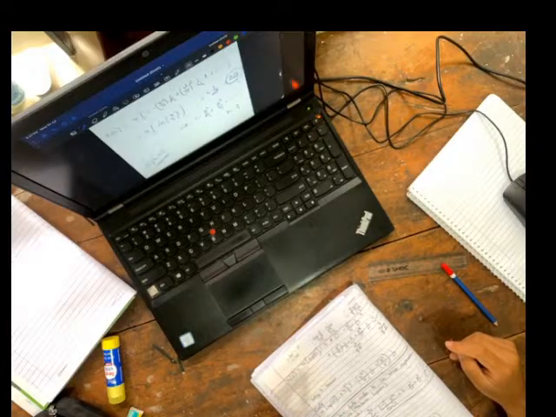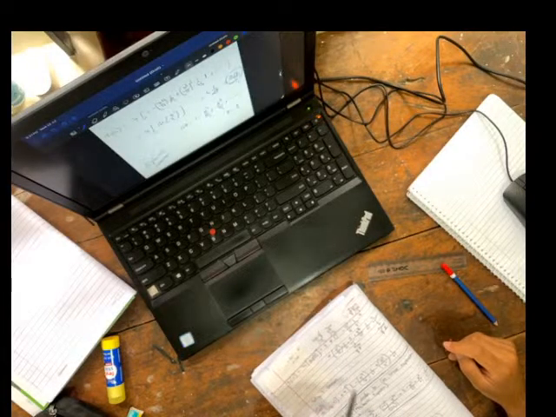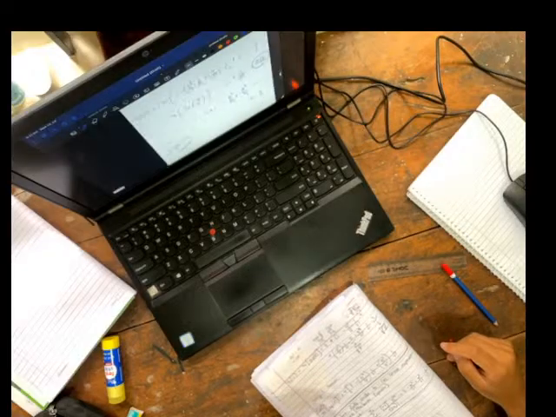Can you repeat who has written what? Can you repeat A square? I'm not getting it to identity. It's okay. So I think I've already done it. It is not identity. It is A square is minus pi square by 16 times identity.